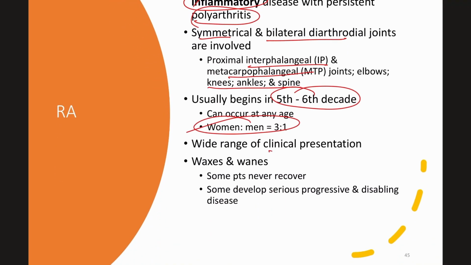Wide range of clinical presentations, so when we go through, not everyone will present the same way, but there are certain clues. Waxes and wanes, so they'll have flare-ups and then it gets better, then they have flare-ups and it gets better. Some will get progressive to the point where it's debilitating and they can't do certain things.